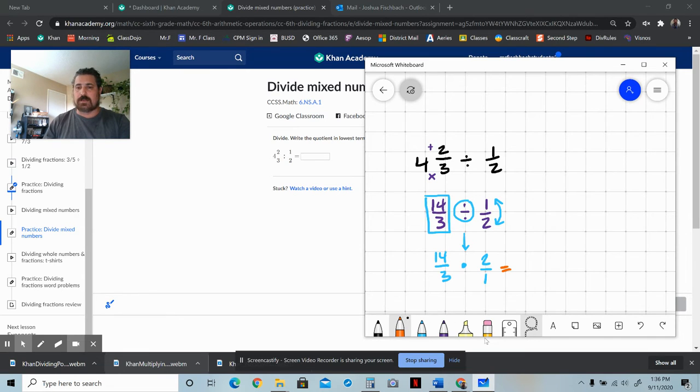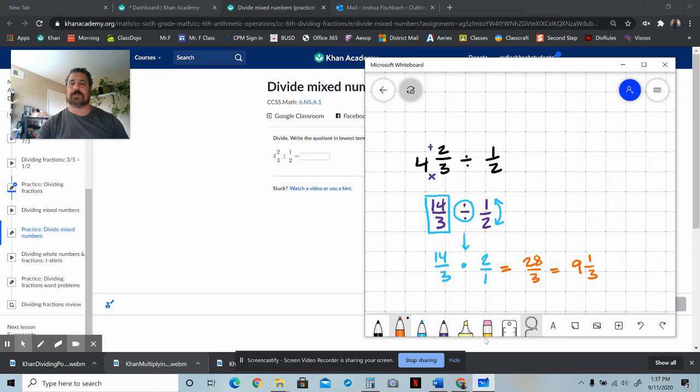So I don't see any common factors in top and bottom to cancel. 14 times 2 is 28, and 3 times 1 is 3. How many times does 3 go into 28? Well, 3 times 8 would be 24. 3 times 9 would be 27. So that'd be 9, and 1 extra left over. So the answer is positive 9 1/3.